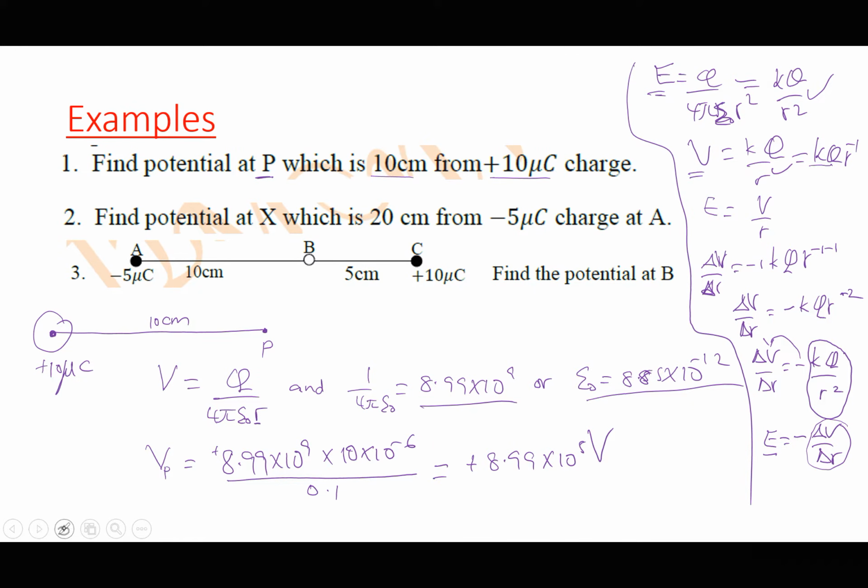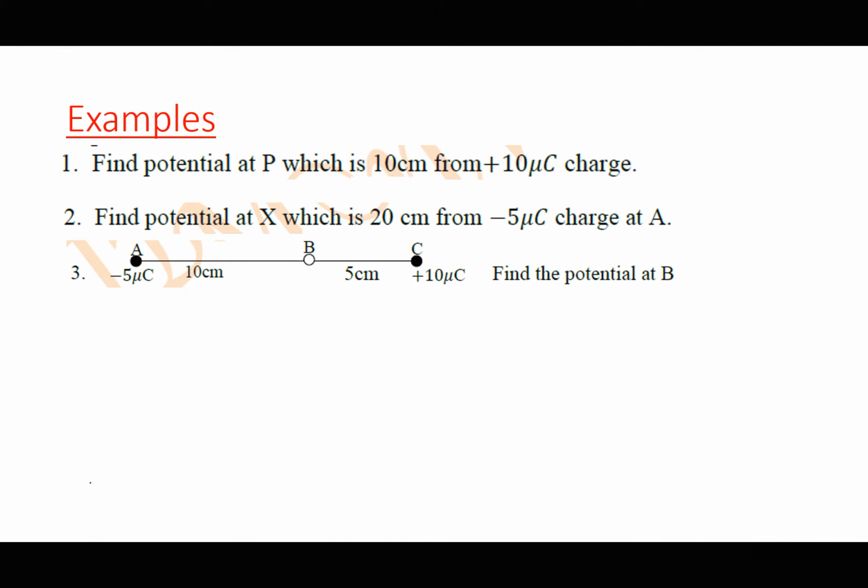Number two, I will just erase because I don't have another space. Erasing this, number two, find potential X, which is 20 centimeters from a negative 5 microcoulomb charge at A. So the charge creating the field is negative. I know potential will be negative.